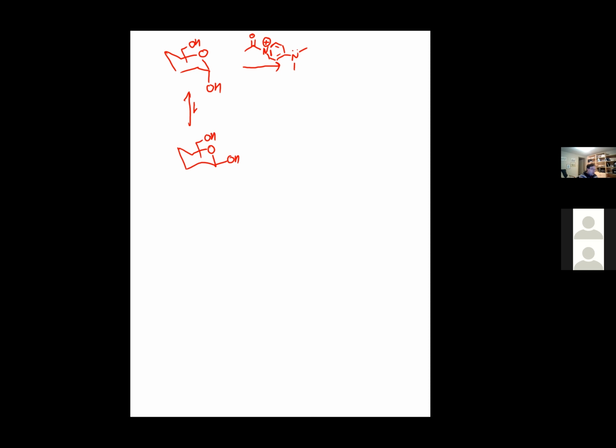But for the most part, it does actually lie mostly beta, for most of the sugars. It's not as much as you'd expect based on a cyclohexane ring, but they still favor the beta. So you would expect quite a bit of beta on this. So what we must have here is that these must react at different rates. So the alpha must react faster.